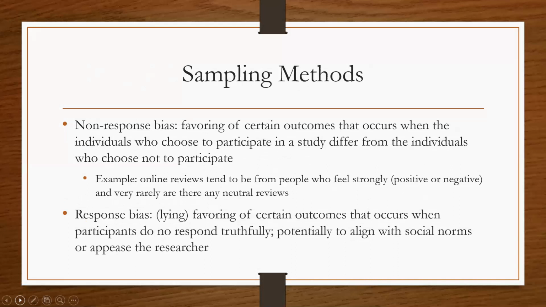So we have some sampling methods here, a continuation of it. These are some of the biases that you want to try and crack down on. You have a non-response bias, which is favoring a certain outcome that occurs when an individual can choose to participate in the study. For instance, I think one of the biggest examples of this are online reviews, because you're really only going to get a response from people who feel strongly, whether that's positively or negatively about it, and you're almost never going to see any neutral reviews.